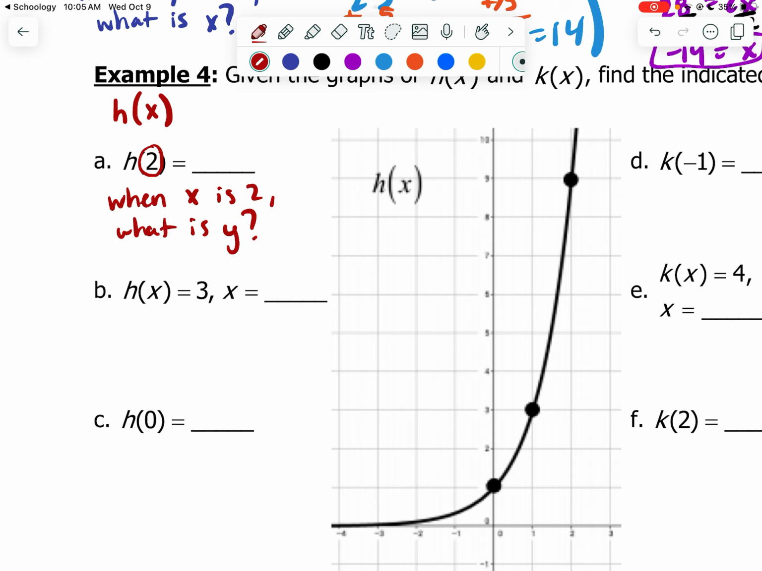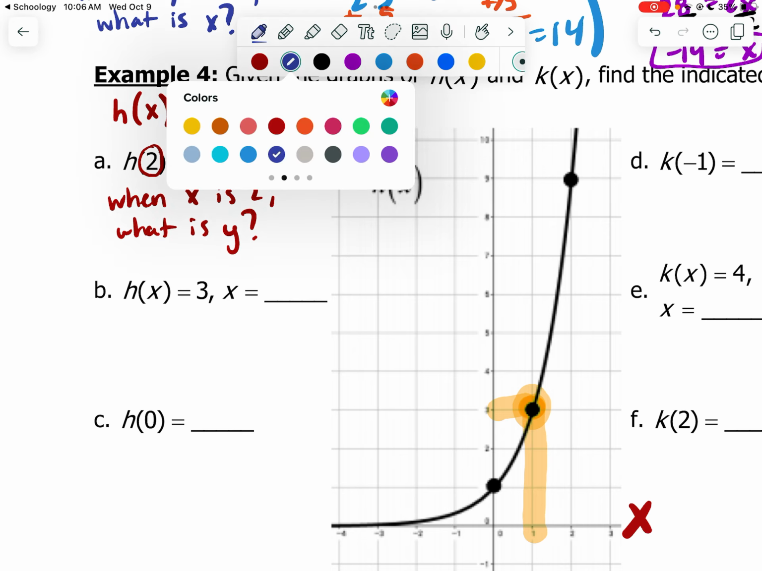Okay, so I'm going to go to my x-axis. When x is 2, what's y? So here's my point right here. So my y value there is 3. Okay, it's basically just asking like what's the point, right? It's 2 comma 3, so 3 is the y.